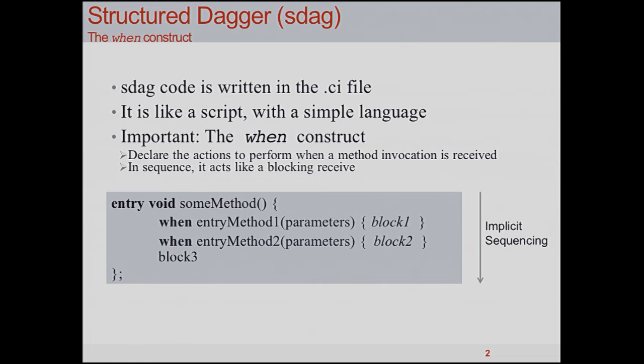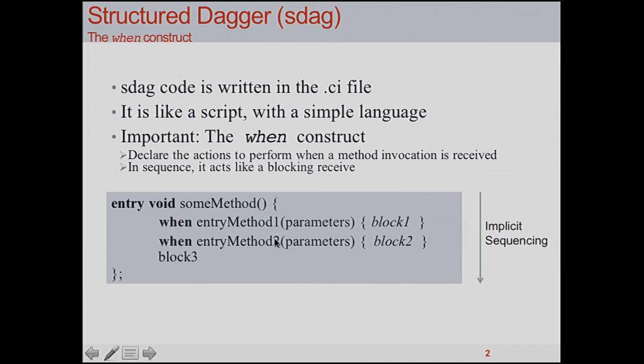So normally your entry method will say entry, void, some method, parameter declaration, semicolon, because the actual definition of that method is coming in the .C++ file. But in the .ci file itself, if you have a curly brace, that means it's a structured dagger method. There is kind of like a blocking receive, except all that it is blocking is your object, not the whole processor. When entry method one is received, that invocation is received, execute block one. When entry method two is received, execute block two.